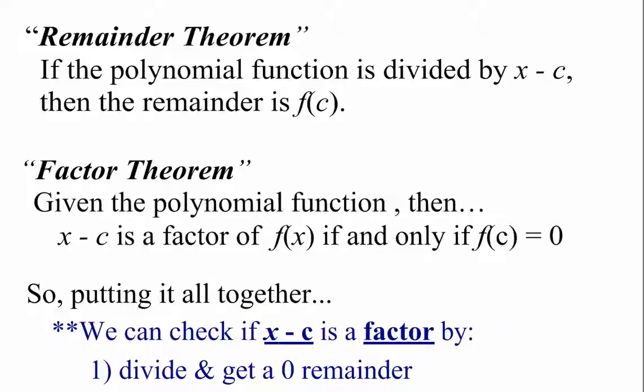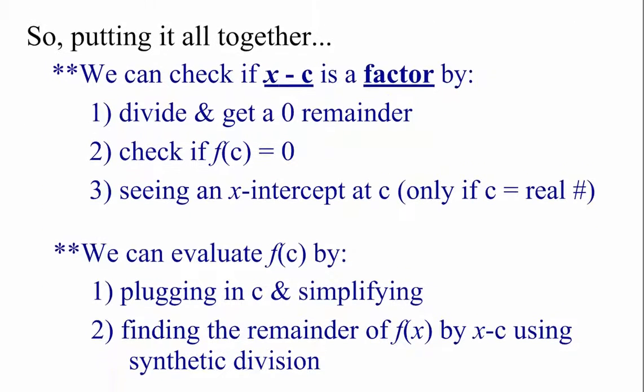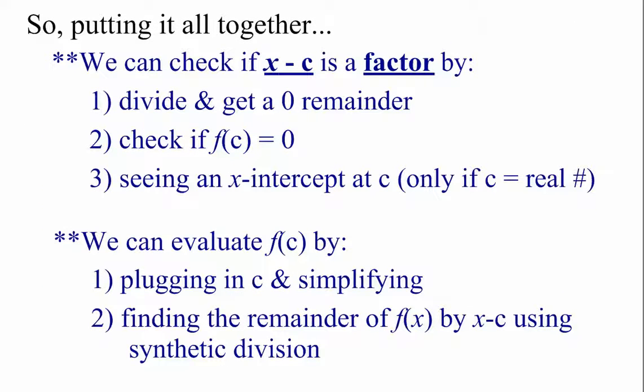Alright, so let's put this together and say, well, how are we going to use it? What am I going to expect you to be able to do? Well, I'm going to expect you to be able to check to see if x minus c is a factor by just simply dividing and making sure the remainder is 0, or by checking if f of c is equal to 0, that's using the factor theorem, or get the graphical connection and show that there's an x-intercept at c. And that would only work, of course, if I have real numbers, but a lot of what we're doing will be real numbers, so that's a really important one to remember.